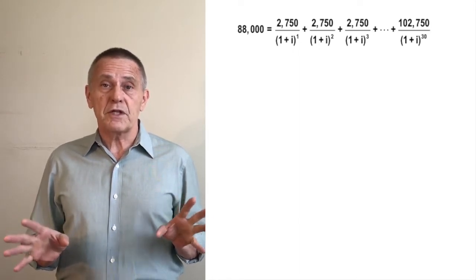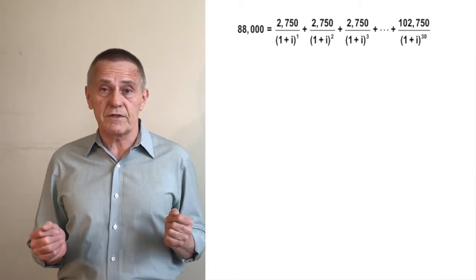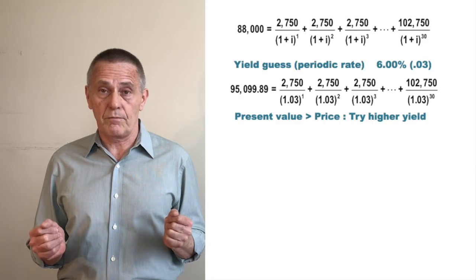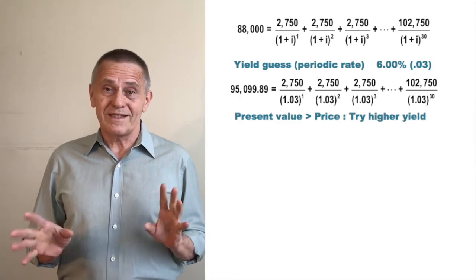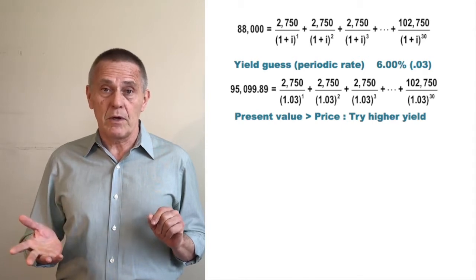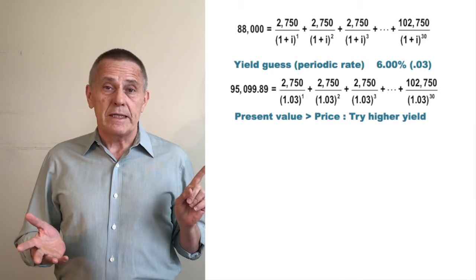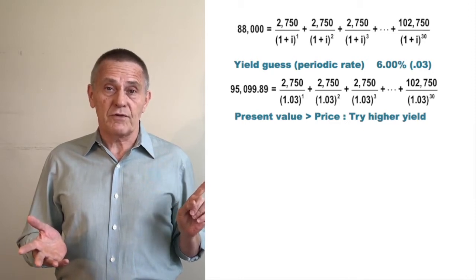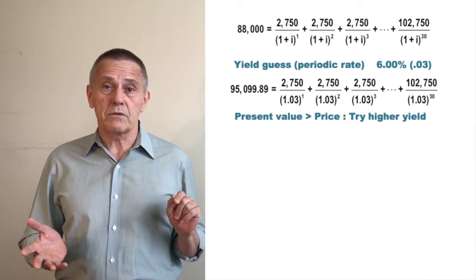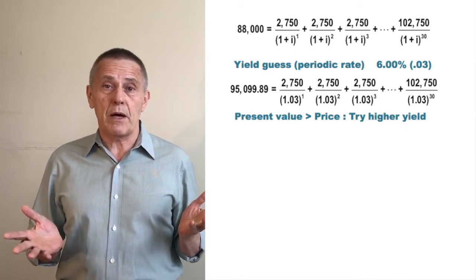So let's say the first step in the process was guessing that the bond was trading at a yield to maturity of something like 6%. Well, of course, since it's a semi-annual coupon bond, that would mean a periodic rate of 3%. So you'll note in the first iteration of our process, each of the contractual cash flows, coupon and principal payments to maturity, are discounted by 1.03 raised to the appropriate power.